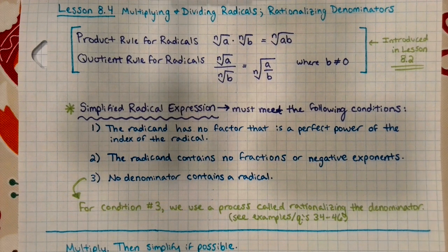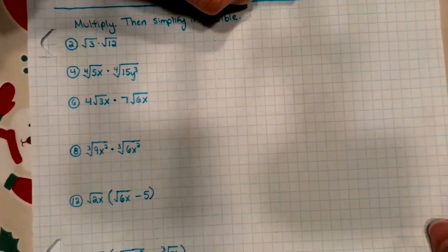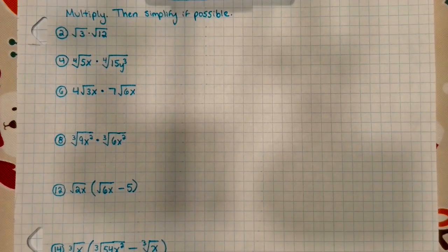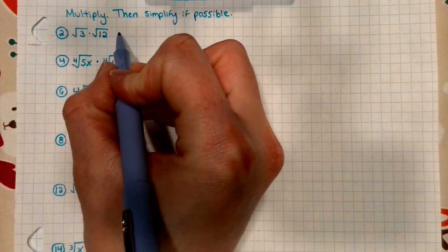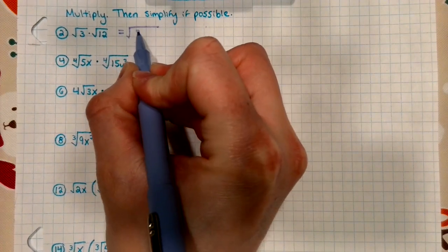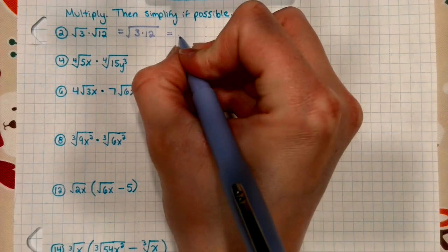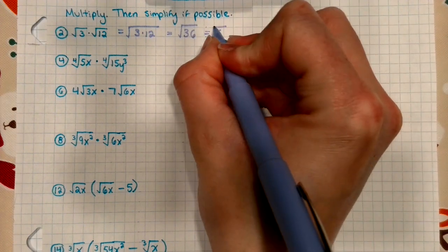The first few examples we're going to take a look at are on multiplying radicals. And so for this first set of questions, we are multiplying and then simplifying if possible. So for this first question, we have the square root of 3 times the square root of 12. So using our product rule, we're going to multiply those underneath the same radical symbol. So we'll have the square root of 3 times 12. Multiplying those together, we'd have 36, and then taking the square root of 36, we would have just 6 as our final answer.